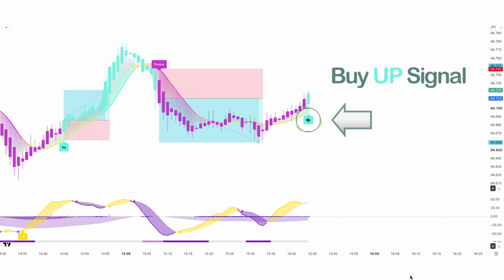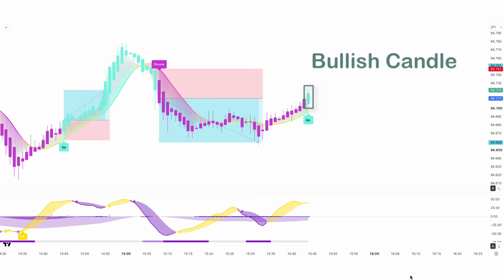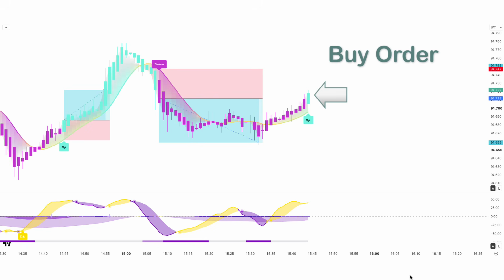Here the Uptrick Trend Pressure label up of this is a buy signal. Here the yellow line of Artemis Squeeze Momentum is above the blue-violet area. Here the market has made a bullish candle to give confirmation. So all our conditions are being fulfilled, so we are placing an order to buy.